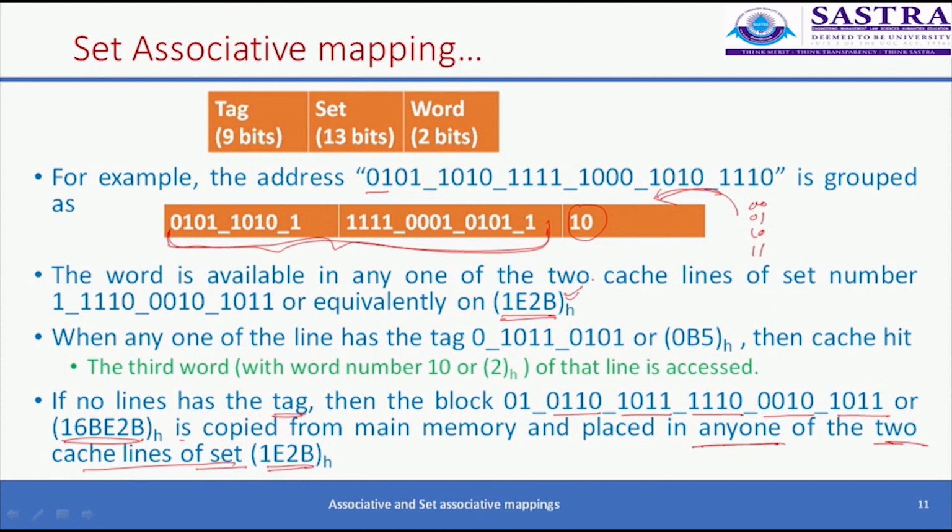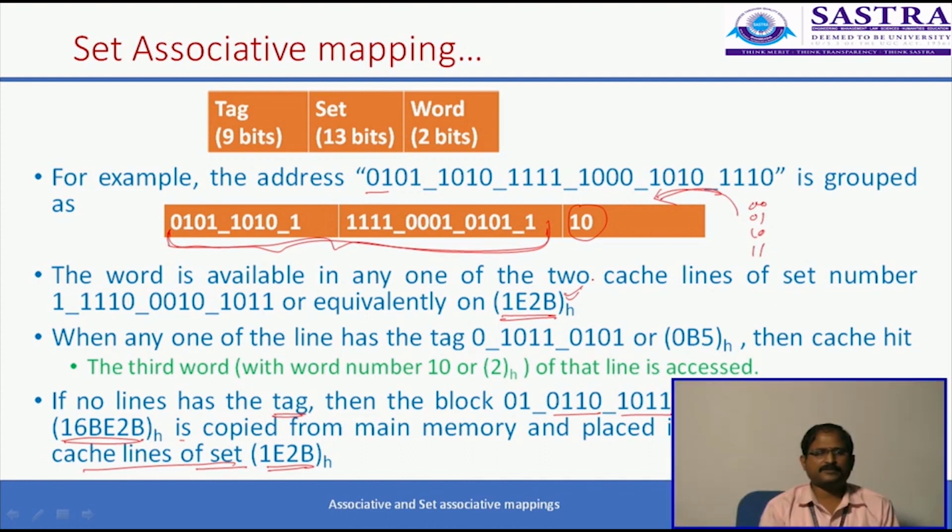So, this is set associative mapping. Now, the cache elements have been discussed.